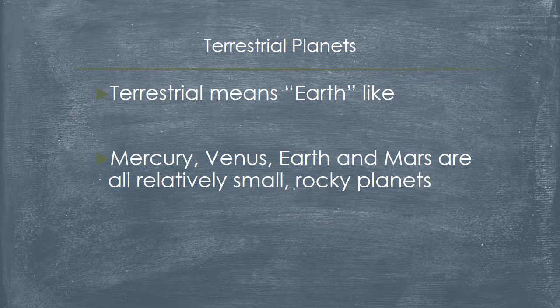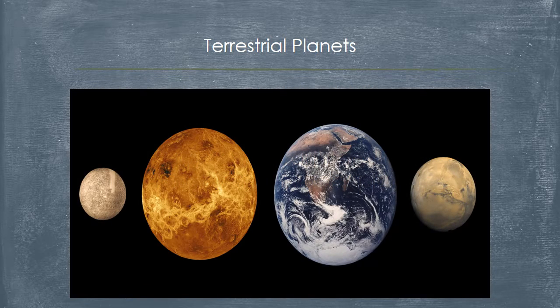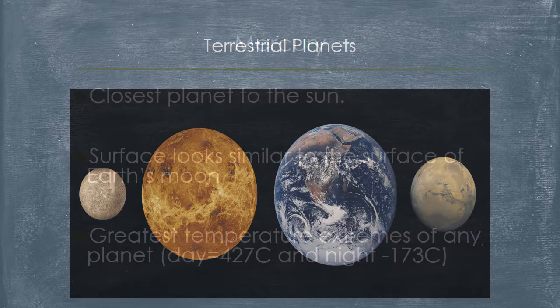Terrestrial literally means Earth-like planets. The Earth-like planets are Mercury, Venus, Earth, and Mars, and these are all relatively small, rocky planets. Here we have Mercury, Venus, Earth, and Mars. As you move across the screen from left to right, you can see that Venus and Earth are most similar in size, and that Mercury and Mars are most similar in size.